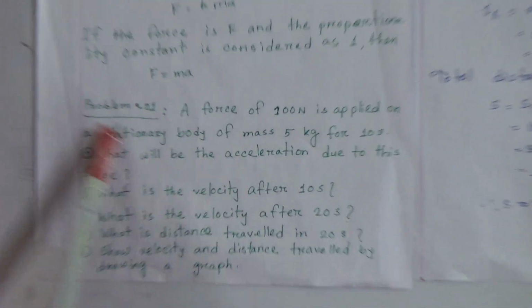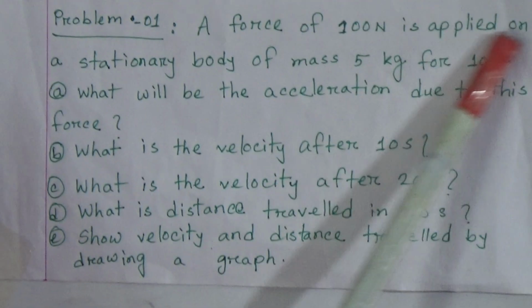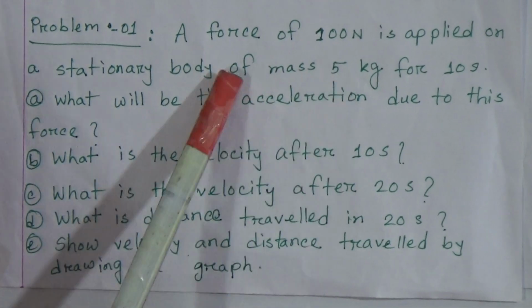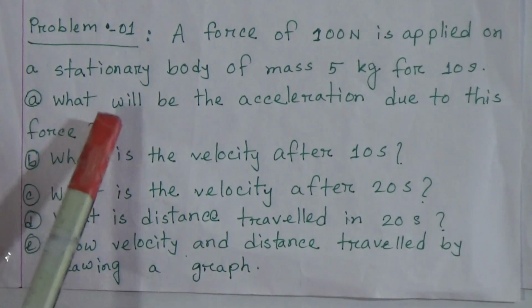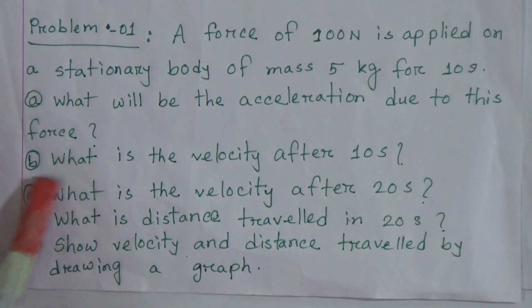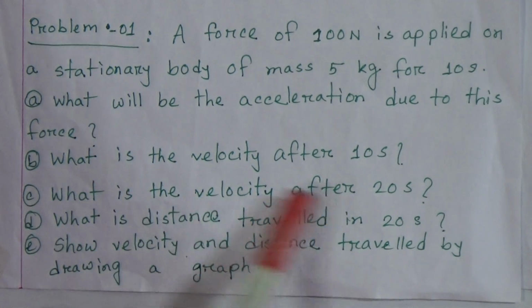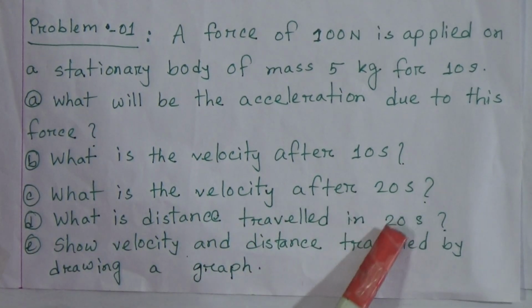Okay, now according to this law, we will solve some problems. Problem number 1: a force of 100 Newton is applied on a stationary body of mass 5 kg for 10 seconds. Number A, what will be the acceleration due to this force? Number B, what is the velocity after 10 seconds? Number C, what is the velocity after 20 seconds? Number D, what is the distance traveled in 20 seconds?